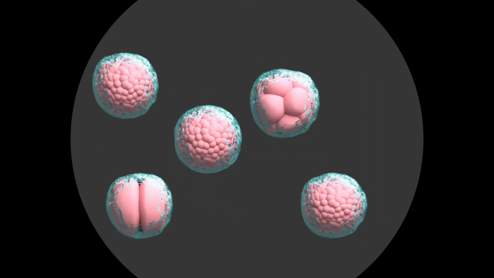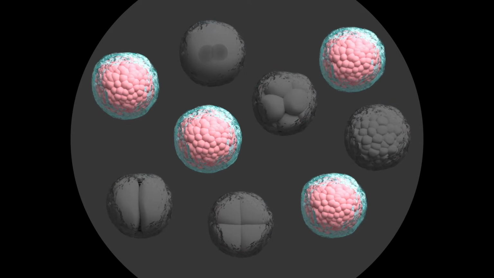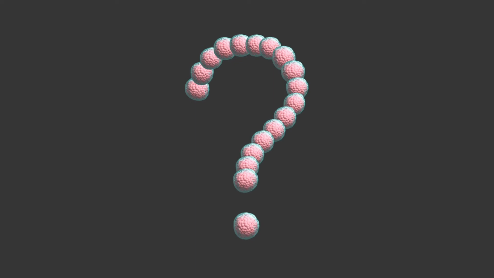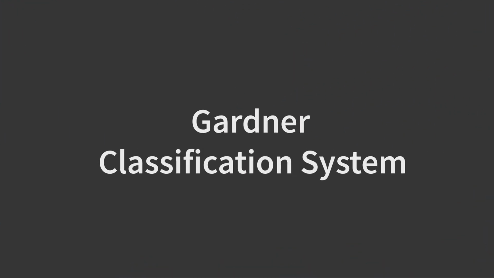Not all embryos become blastocysts. About half of embryos will become blastocysts. Embryo transfer usually takes place on day 5. How are blastocysts selected for embryo transfer? The lab uses the Gardner classification system.